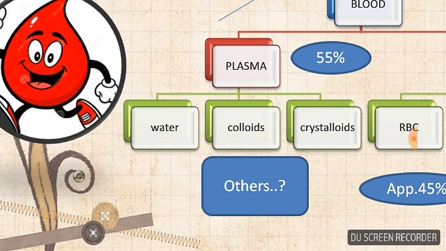Okay, and then others. So what else is left in the plasma? These come under the others. They are glucose, amino acids, etc. So we have four components under plasma, that is water, colloids, crystalloids, and others, which constitute glucose, amino acids, etc.